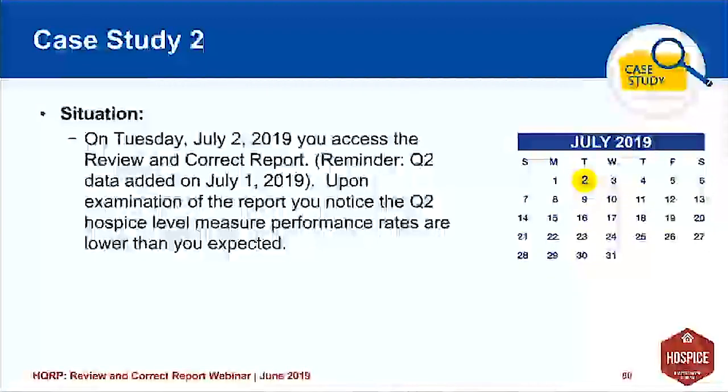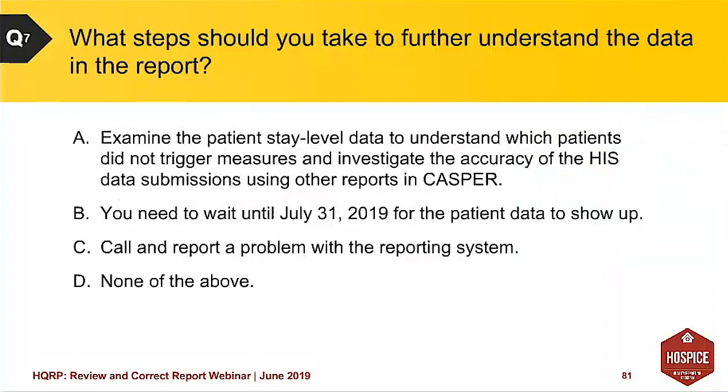So let's take another situation. On Tuesday, July 2nd, 2019, you access the Review and Correct report. Now a reminder, quarter 2 data is added on July 1st of 2019. So upon examination of the report, you notice that the quarter 2 hospice level measure performance rates are lower than what you expected. So what steps should you take to further understand the data in the report?